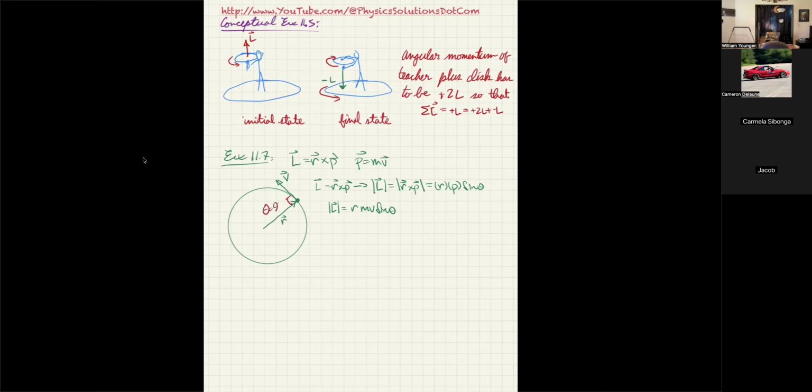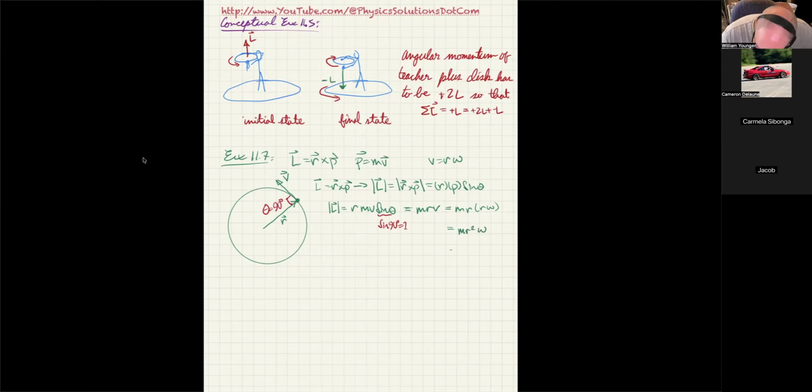Theta equals 90 degrees, and of course, sine of 90 degrees is equal to 1. So this gives us m times r times v. Or we might even write it as, just to be provocative here, m times r. And now, since v equals r omega, I'm going to replace the v with r omega, and that's going to give me m r squared omega.